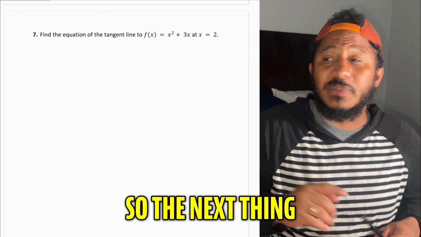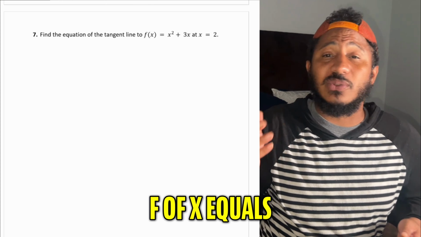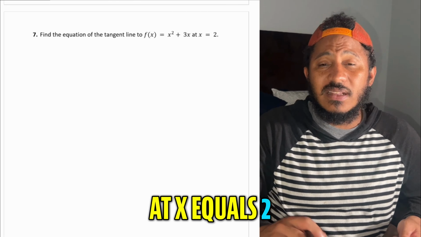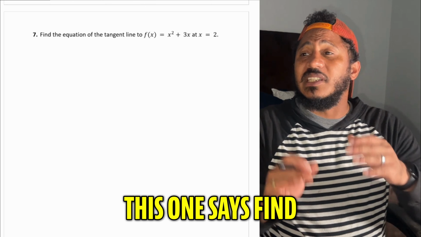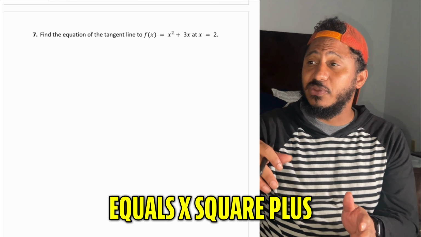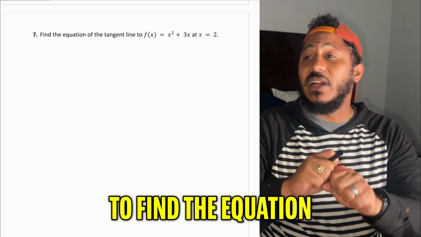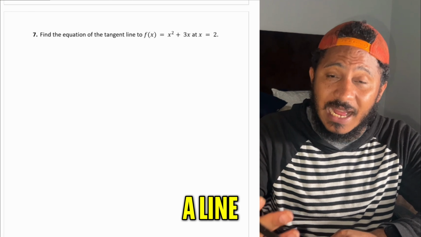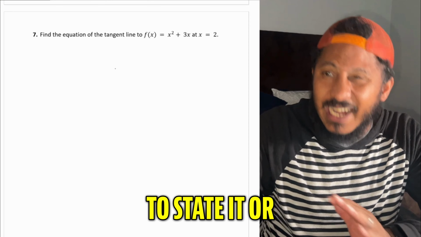So next we have this, find the equation of the tangent line of f of x equals x squared plus 3x at x equals 2. And this one builds on the last problem. This one says find the equation of a tangent line of the function f of x equals x squared plus 3x at x equals 2. So remember, we're trying to find the equation of a line. Remember, the equation of a line, there's a few ways to state it or to note it, right?